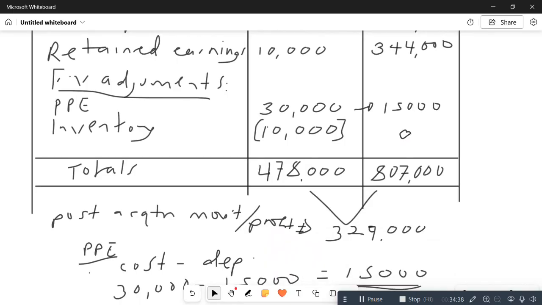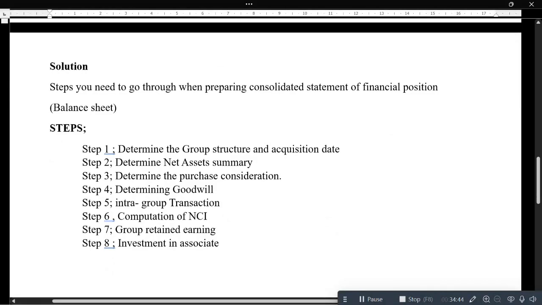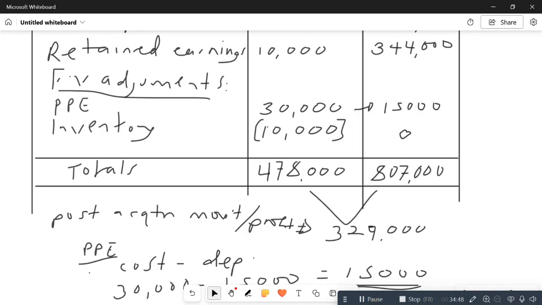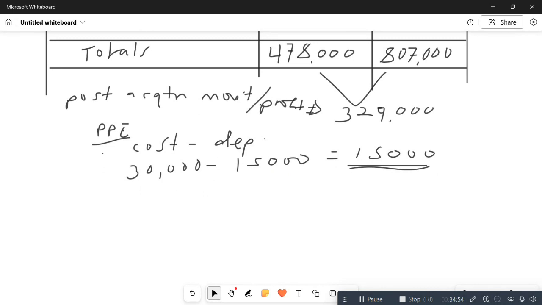Let's try to go to step 3. Step 3, determine the purchase consideration. Step 3, purchase consideration.